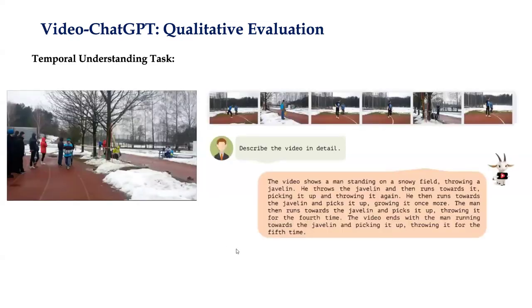Okay, describe the video. Detail men standing in a snowy field throwing a javelin. He throws the javelin and turns towards it, picking it up, throwing it again. Then he runs towards the javelin and picks it up, throwing it once more. Then the man runs towards it. So it's describing temporally different things he is doing in the video, which is pretty nice.